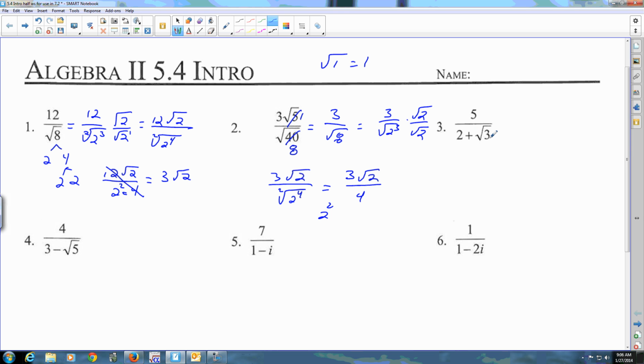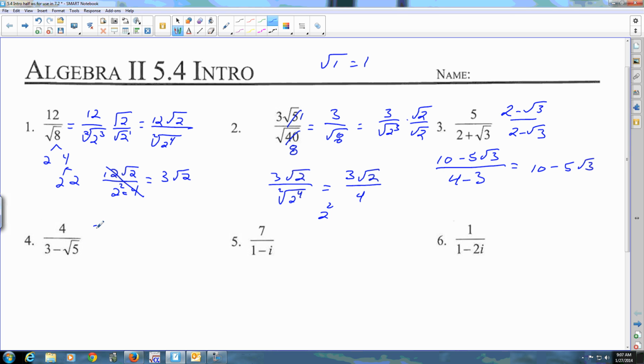And then as we did in yesterday's homework assignment, you're multiplying by its conjugate, 2 minus the square root of 3, 2 minus the square root of 3. The top becomes 10 minus 5 square roots of 3 over the difference of squares pattern. Square the first thing, 4, minus the square root of 3 squared is 3. So the bottom is 1. So you just get 10 minus 5 square roots of 3. Because that's worth 1, I don't need to write it.